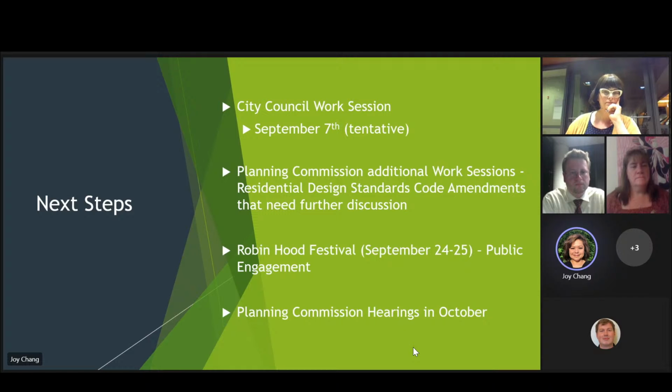We're definitely tabling the Robin Hood Festival. So that's another public engagement opportunity. And then planning commission hearings will start in October.